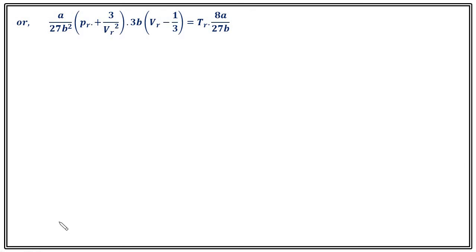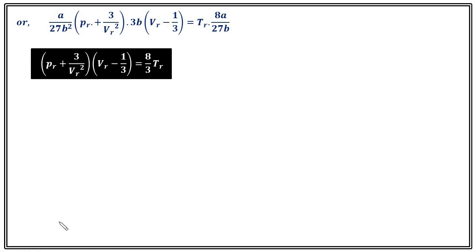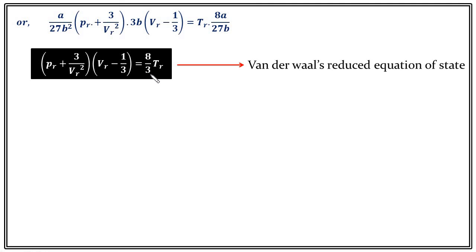Just try to eliminate a and b from both sides. So the final equation becomes (PR plus 3 upon VR square)(VR minus 1 by 3) is equal to 8 upon 3 TR. And this equation is called the van der Waals reduced equation of state. Now you can easily see this equation does not contain a and b. So this equation is valid for all real gases.